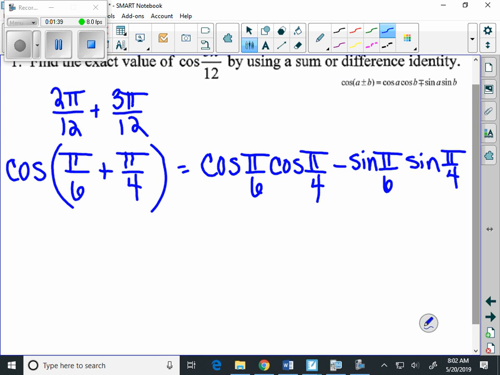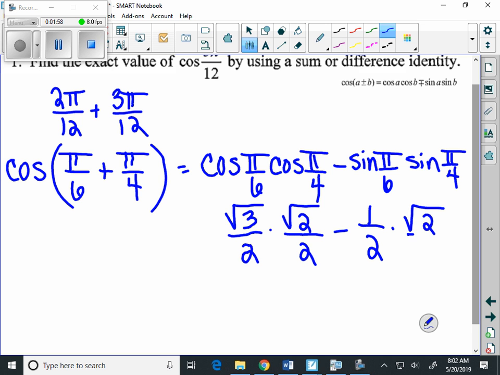Well, what does the cosine of pi over 6 equal? It equals the square root of 3 over 2. What does the cosine of pi over 4 equal? It equals the square root of 2 over 2. Sine of pi over 6 is 1/2. Sine of pi over 4 is radical 2 over 2.